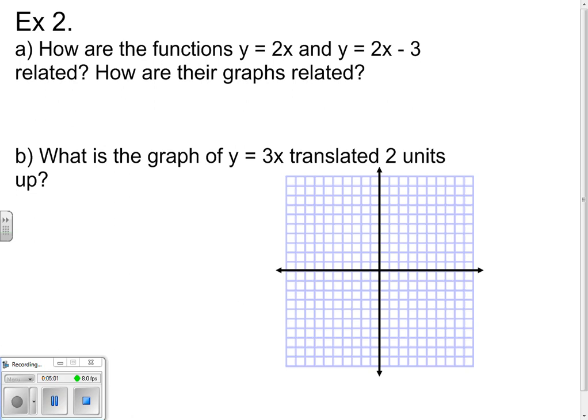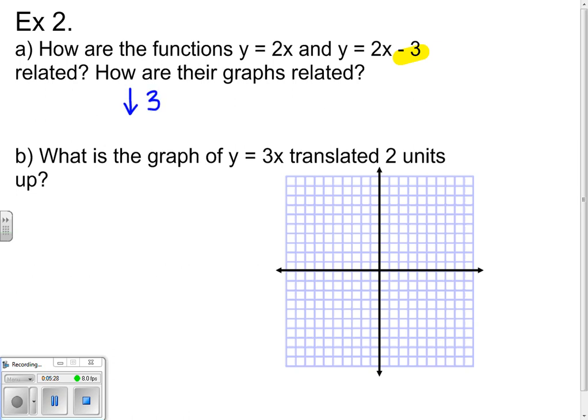Example 2: how are the functions y equals 2x and y equals 2x minus 3 related? How are their graphs related? So we're going to look first at the relation that they're giving us based on the equation. The difference between y equals 2x and y equals 2x minus 3 is the minus 3. And it is not inside any kind of grouping symbols, so it has to be outside. And a minus 3 outside actually moves it down 3.